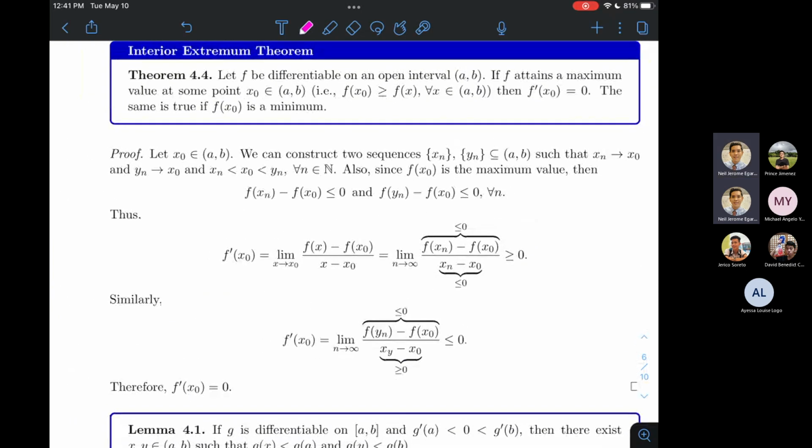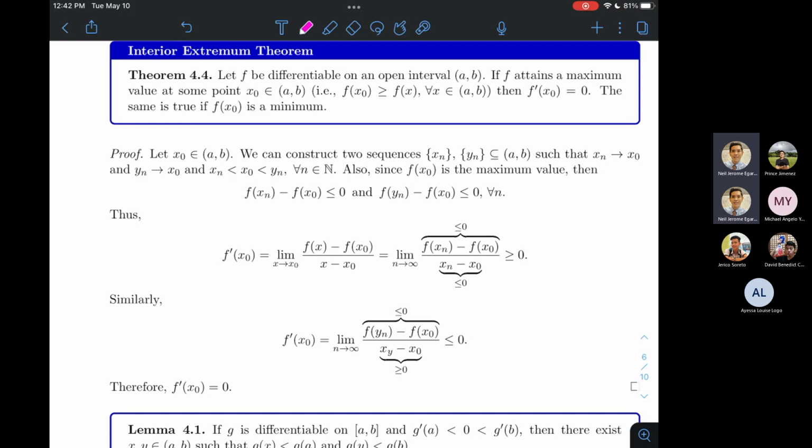Then siguro last na lang, if okay pa kayo dyan, i-discuss natin yung interior extremum theorem. Okay? Itong interior extremum theorem, kahit fancy sounding yung pangalan niya, pero nakita na natin to before mula sa Math 36, and actually that is the sufficient condition. Actually, sufficient ba or necessary? Ito yung necessary condition na ginamit natin sa optimization natin ng Math 36.